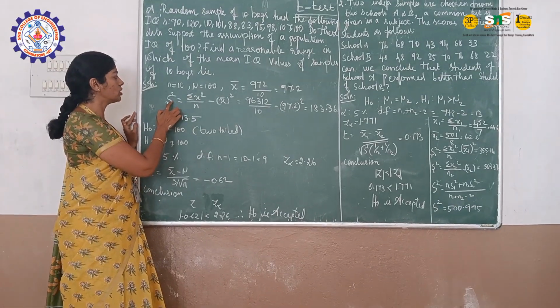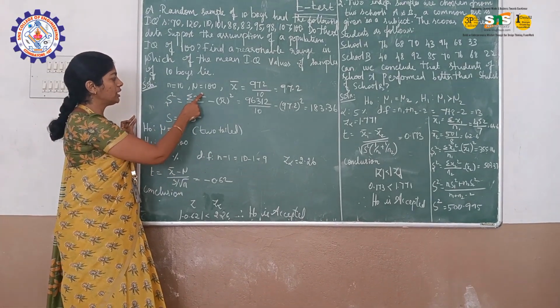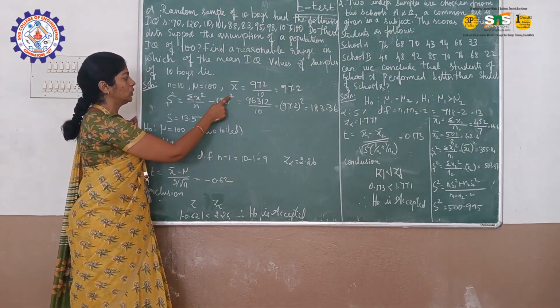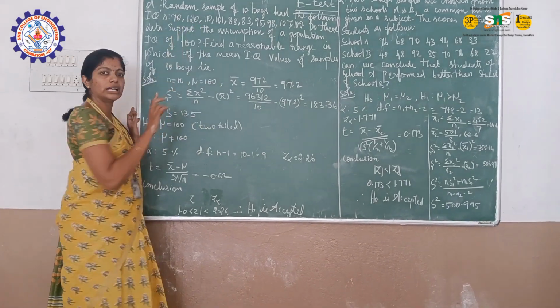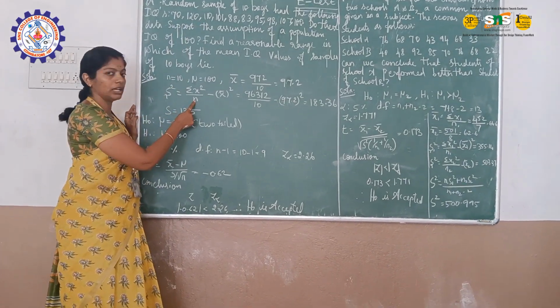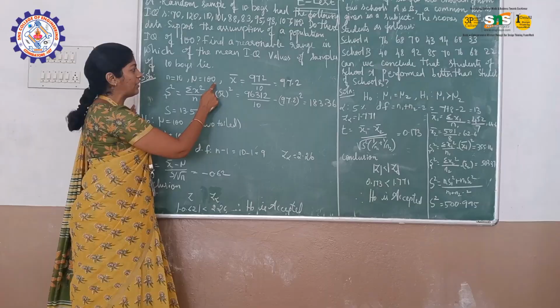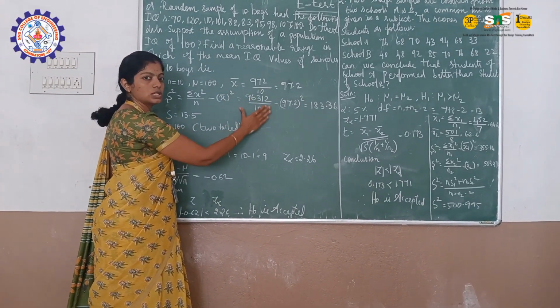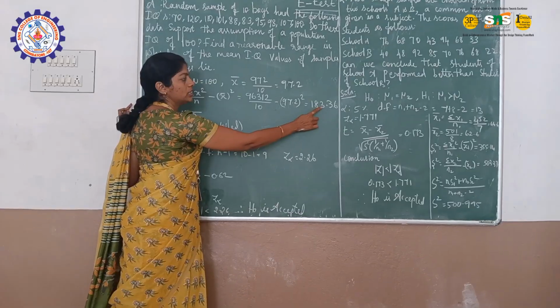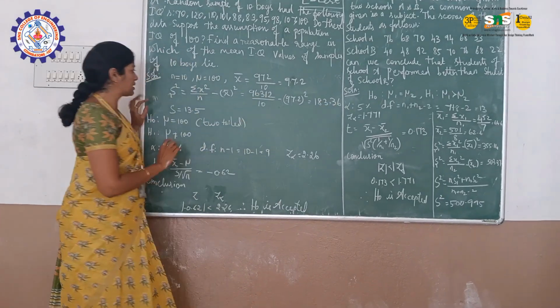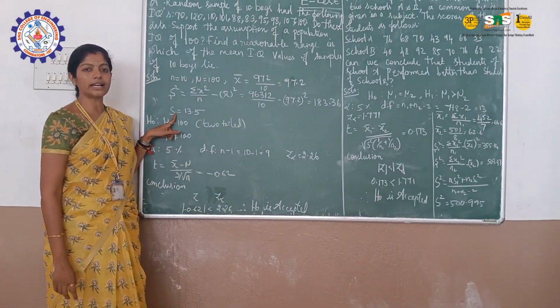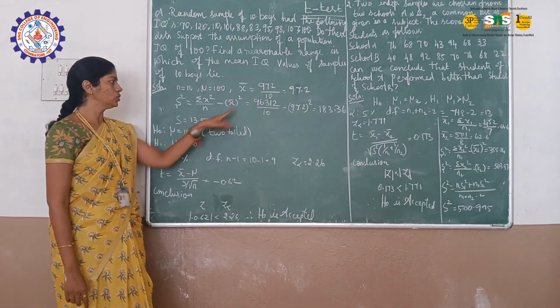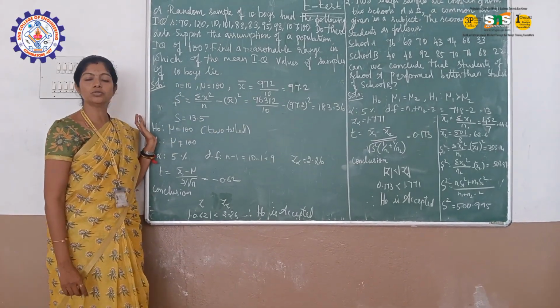Then we should know the s square formula: summation x square by n minus x bar whole square. For each value we have to take the square and divide by 10. I already have the x bar value. We have to substitute all those values here and we get 183.36 as s square. From this we can get s by taking the root of this value. Then we have to move to the procedure.